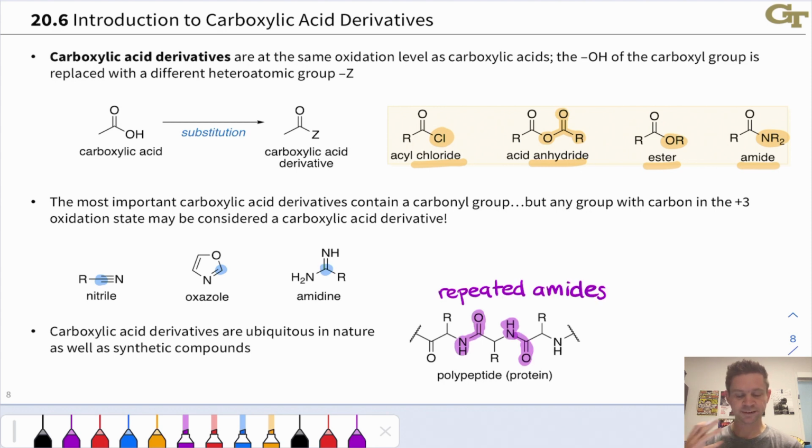Now, one particularly important class of carboxylic acid derivatives are the amides found in proteins or polypeptides. A protein is a polyamide. It contains a backbone. It contains repeated amide groups. 2 of these are highlighted in purple in this example polypeptide here. And these amide groups are extremely important for holding proteins together. They really form the backbone of proteins in biochemical systems.